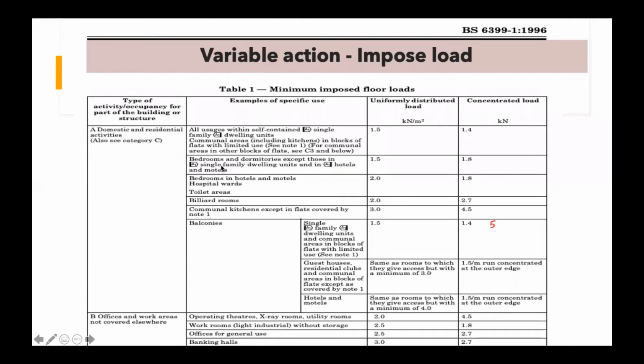For example, let's say now we want to design a bedroom. You can see here, bedroom. This is an example of specific use. For example, you want to design a bedroom in a hotel. So what is the value of imposed load? Imposed load is variable action, from the people, humans, and also furniture that can be moved. So in that case, we can see here the value is 2.0.